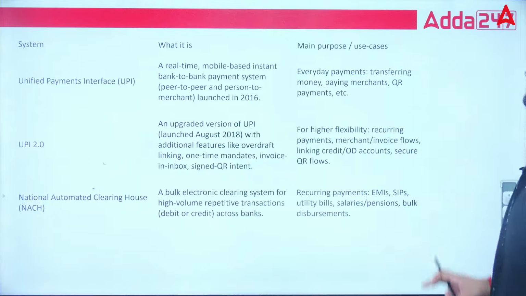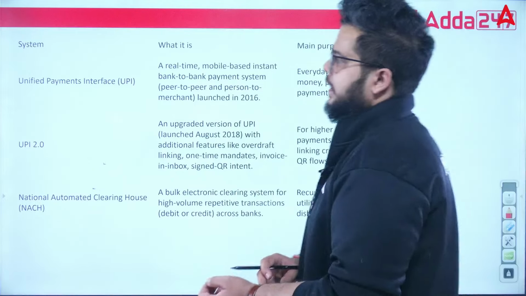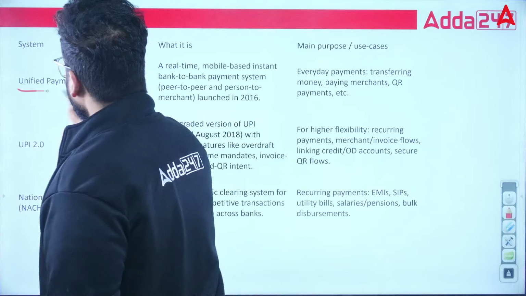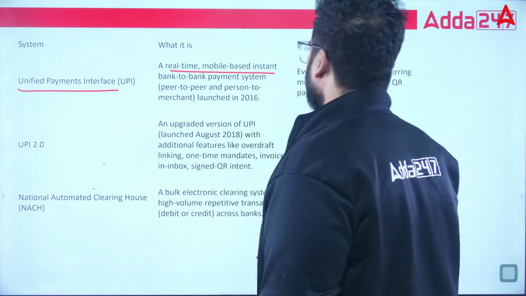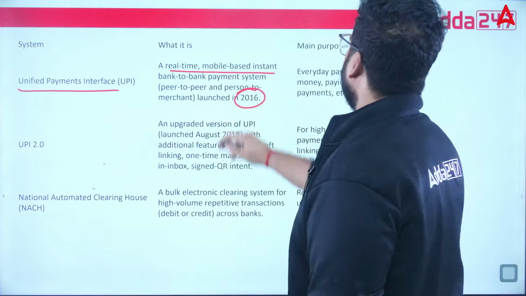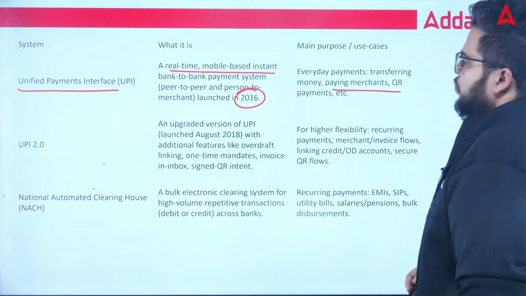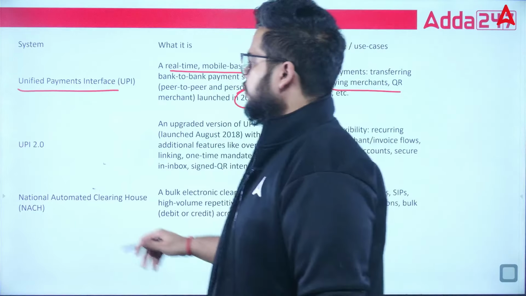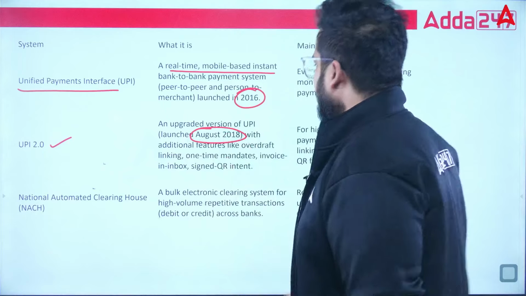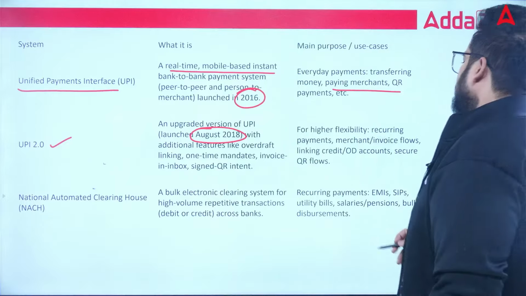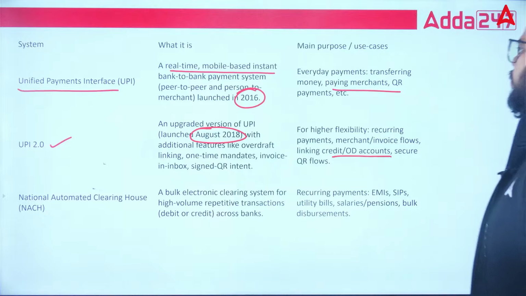Next, we have the particular difference between UPI, UPI 2.0 and NACH. So simply stated, UPI is what? Unified Payments Interface, real-time mobile-based instant bank-to-bank payment, launched in 2016. Everyday payments, whatever you do, transferring money, paying the merchants, QR payments, they are part of UPI only. UPI 2.0 launched in August 2018, upgraded version of UPI, and it includes the credit or the OD accounts as well. Earlier, overdraft accounts were not a part.